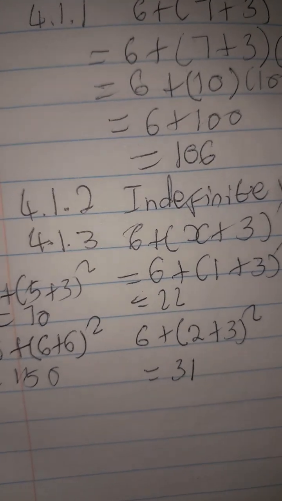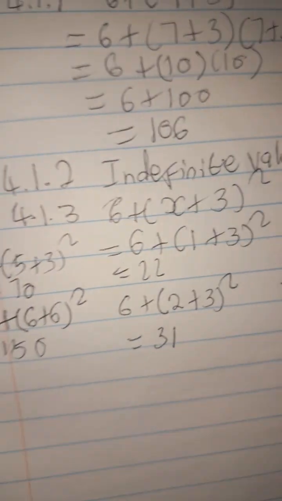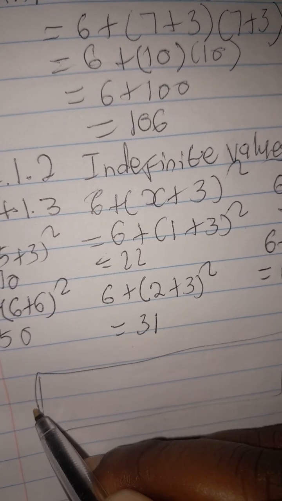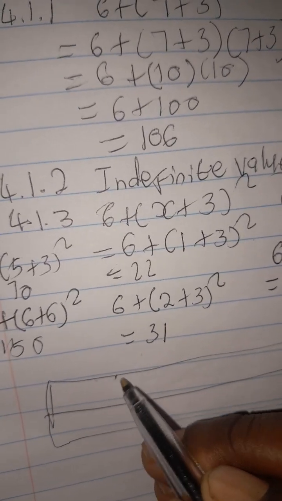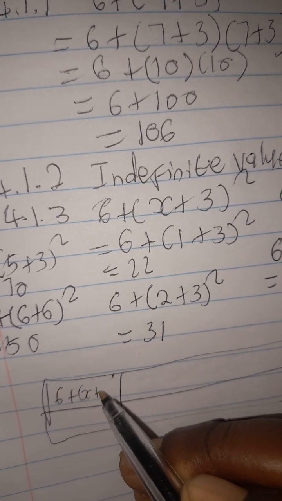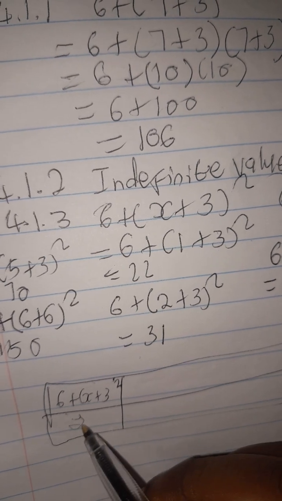Remember, they said you must tabulate at least 6 different values in the expression. So tabulate means that you are going to write a table like this. So we know our expression is x plus 3 squared. Then let's consider this is our y values.